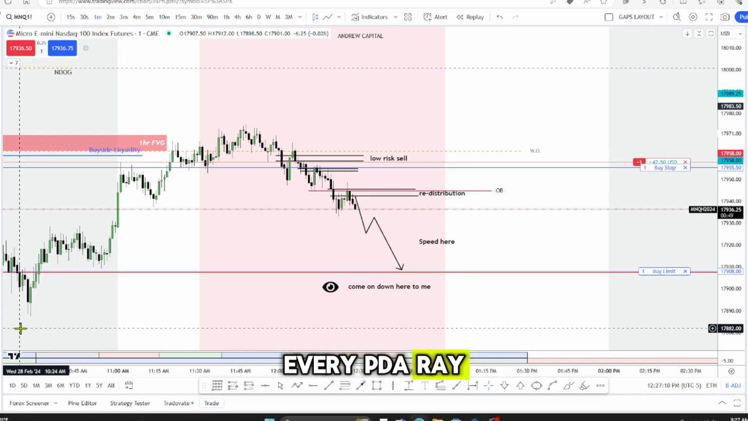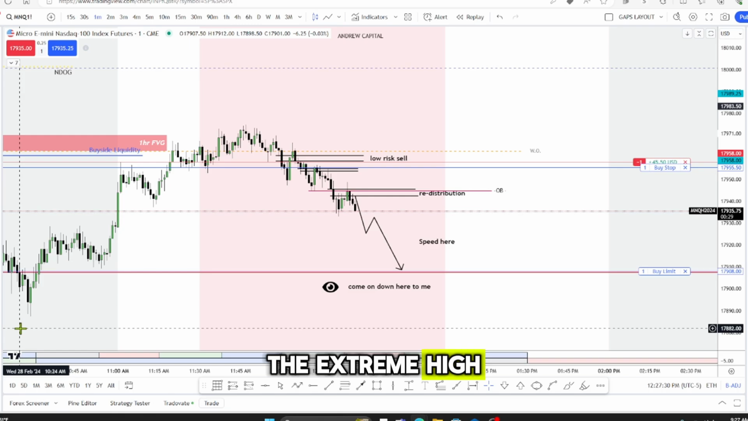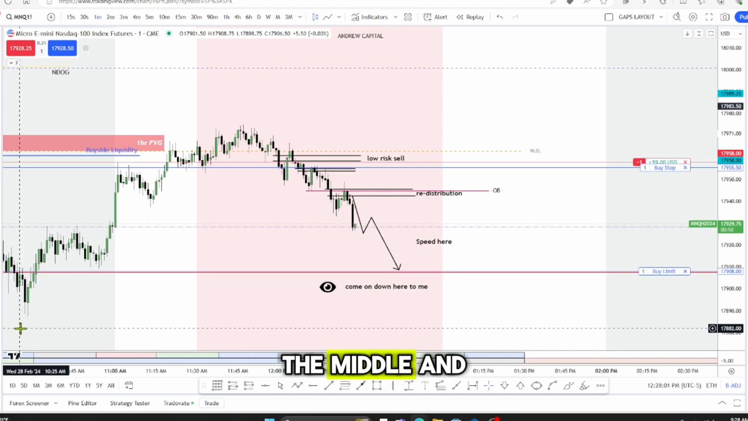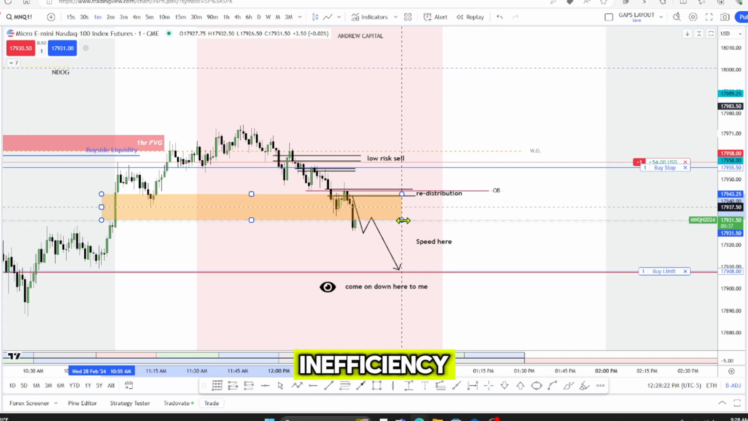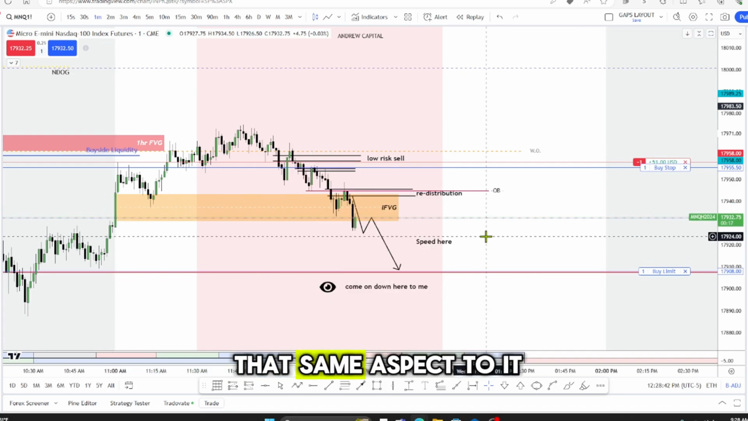Every PD array can be scaled. Upper quadrant, midpoint, lower quadrant, and then you have the extreme high and low of it. Much like I did with the opening range, where I measured the highest high and the lowest low of it, and then there is the upper quadrant, the middle, and the lower quadrant. Opening range isn't a PD array. It's a range of inefficiency that can be scaled and measured. Every PD array has that same aspect to it.